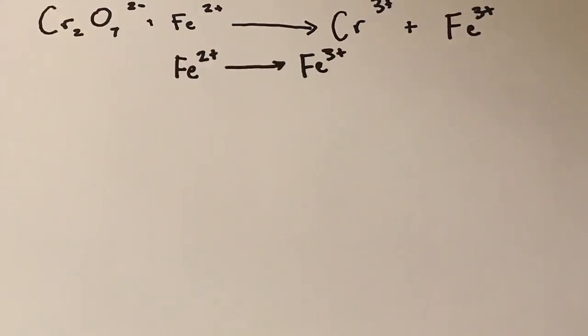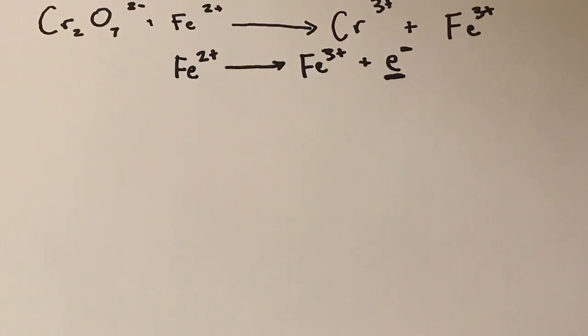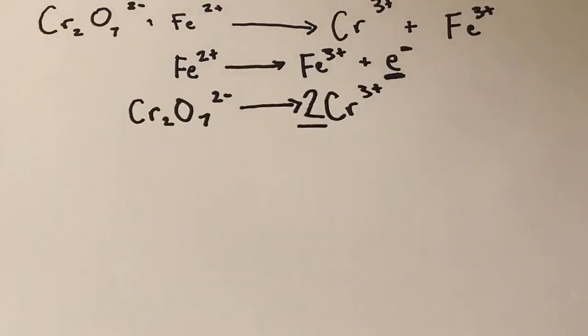We can see that iron 2+ is oxidized as it goes to iron 3+ because it loses an electron. To balance this half reaction, we simply add an electron to equal out the charges. The second half reaction, however, is a bit trickier. First, we balance the oxygens by adding water to the opposite side. Because there are 7 oxygens on the reactant side, we add 7 waters to the product side.